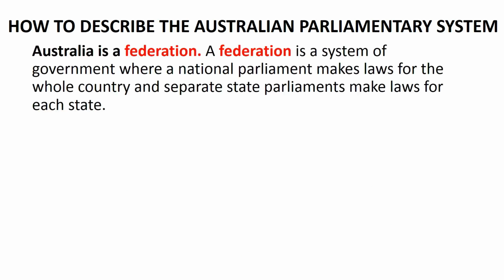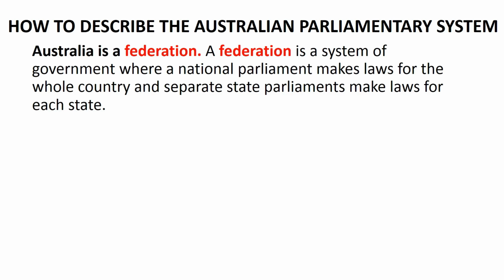Using all of the information that I've given you so far, we're now in a position to describe the Australian parliamentary system. If you're ever asked to describe the Australian parliamentary system, you can do this by describing the three very important features of it. The first feature is that Australia is a federation. A federation is a system of government where a national parliament makes laws for the whole country and separate state parliaments make laws for each state. In your vocabulary sheets, find the term federation and write that definition in there.